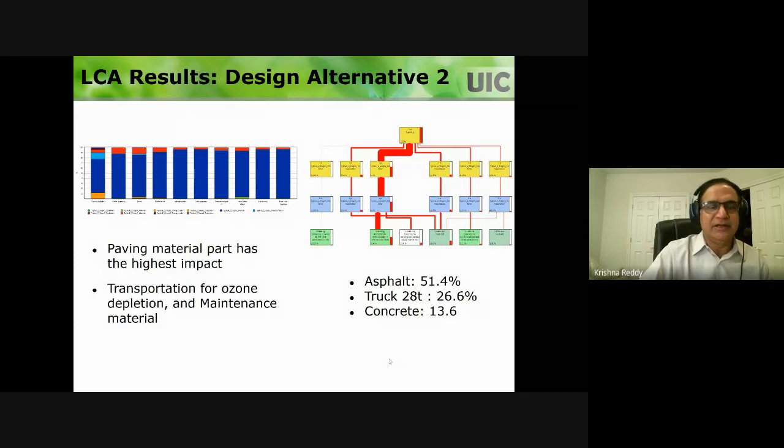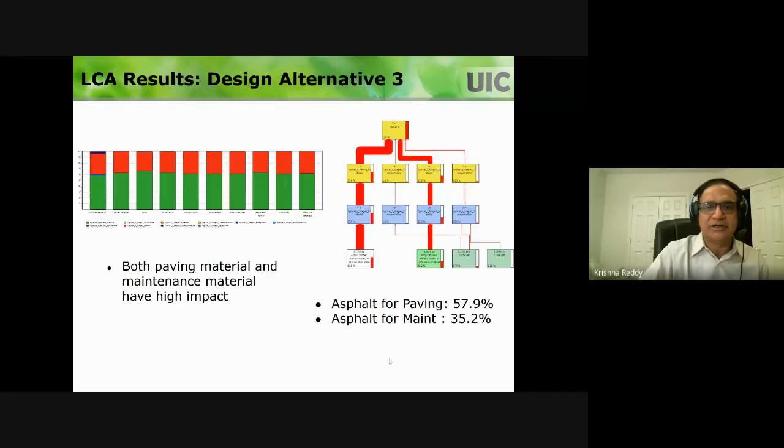You can see again, paving material is causing a lot of problems, and the transportation is impacting ozone depletion and also the maintenance materials, the materials used for maintenance. Again, asphalt is causing some problems. Truck transportation, concrete, and design.